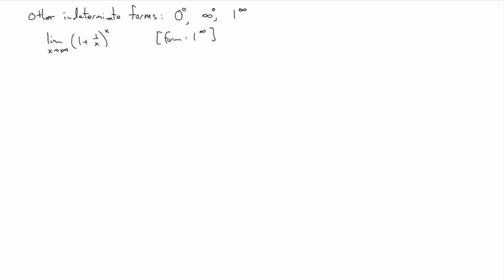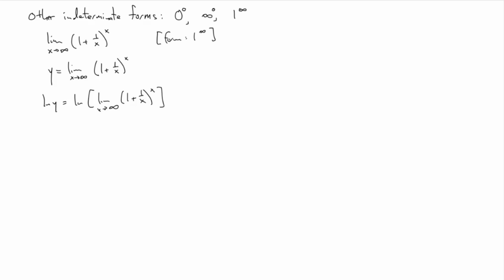You set some variable that we usually call y equal to the limit that you're trying to compute, then take the natural log of both sides and use the properties of logarithms to make some progress. And that's what I've started to do here. I let y equal the limit that I'm trying to compute, and then I take the natural log of both sides so that the natural log of y is the natural log of the limit that I'm trying to compute.